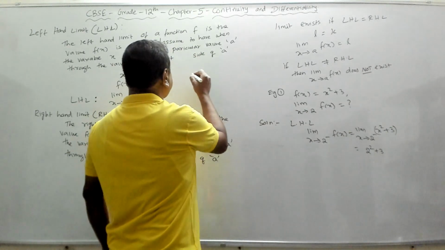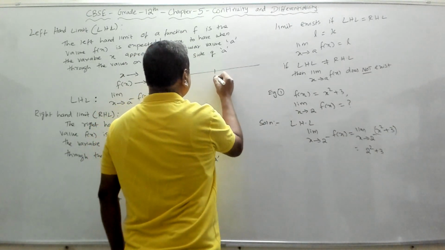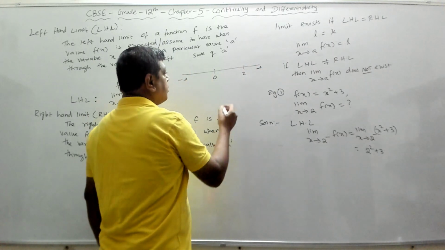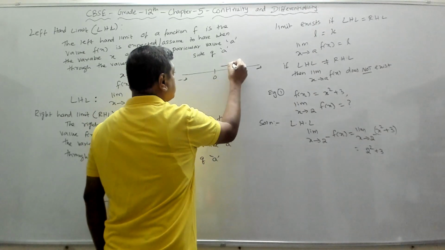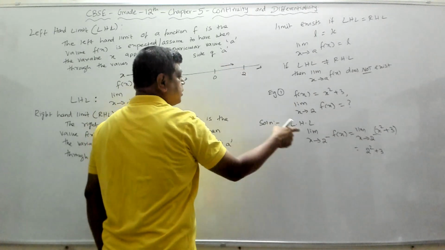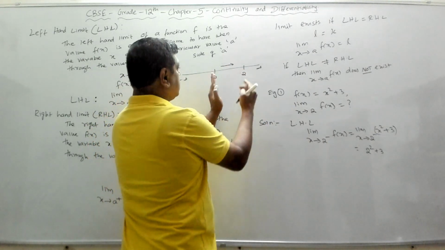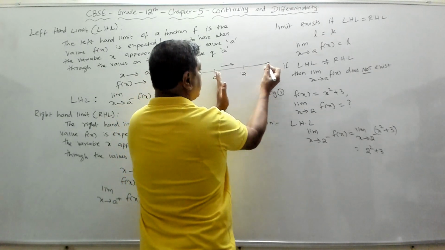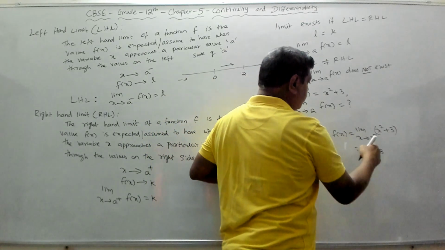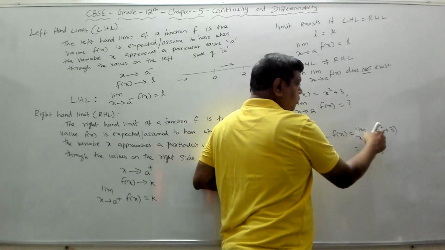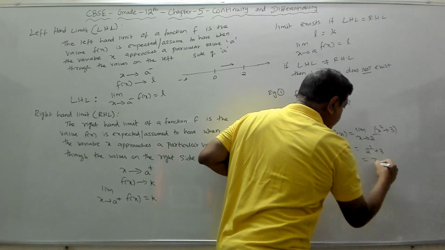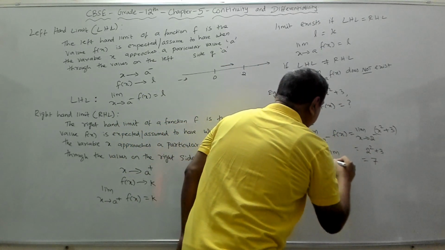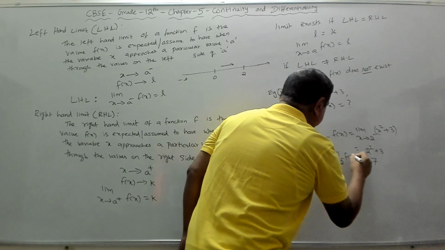Which means if you have the number line, this is your 0, this is minus infinity, plus infinity, and this is your 2, suppose. And this 2 minus means we are approaching 2 through this direction. That's the meaning of 2 minus, from the left side of 2. This is the left side of 2, this is the right side of 2. So f of x is this. Now if you substitute the limit, in the place of x you put 2. So you get 2 square is 4 plus 3 is 7. So your left hand limit, limit x goes to 2 minus f of x, is 7.